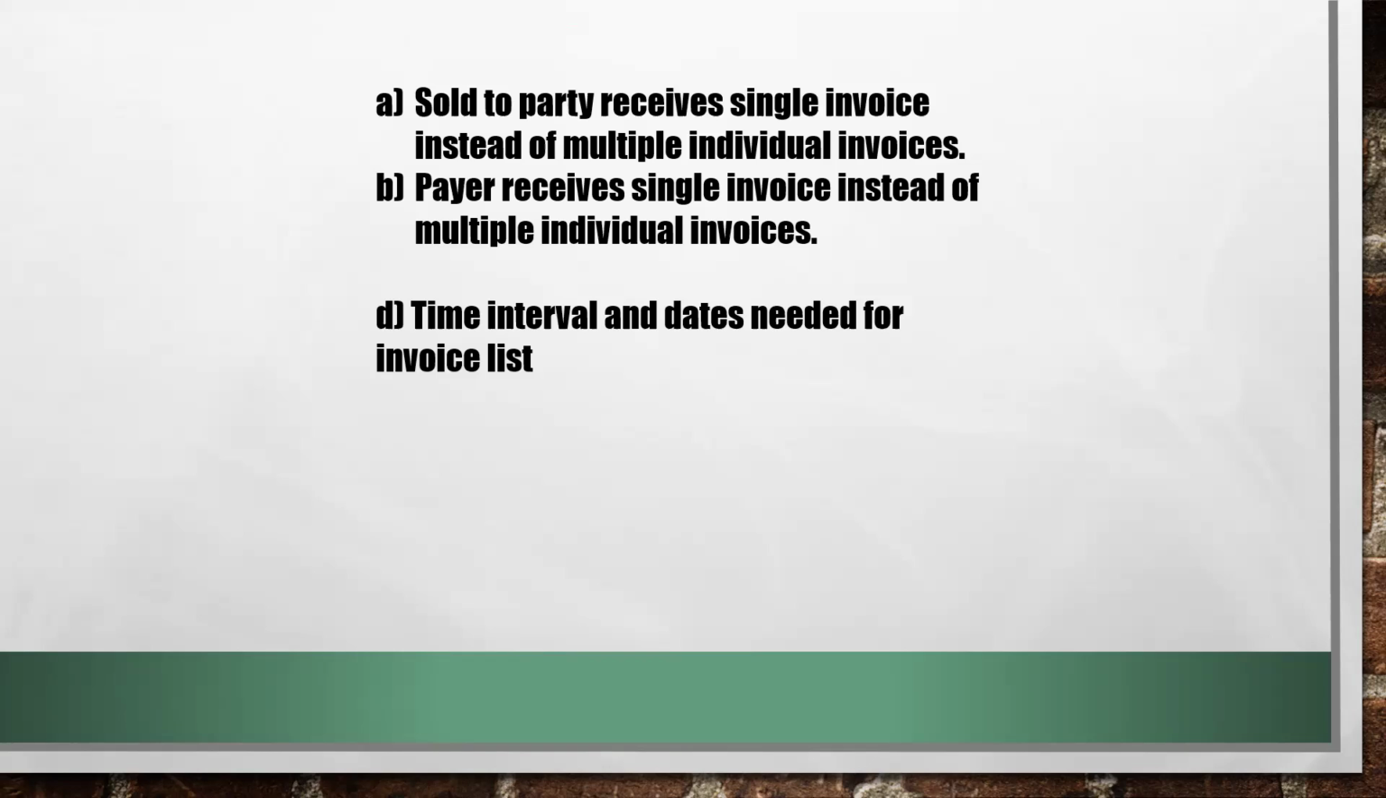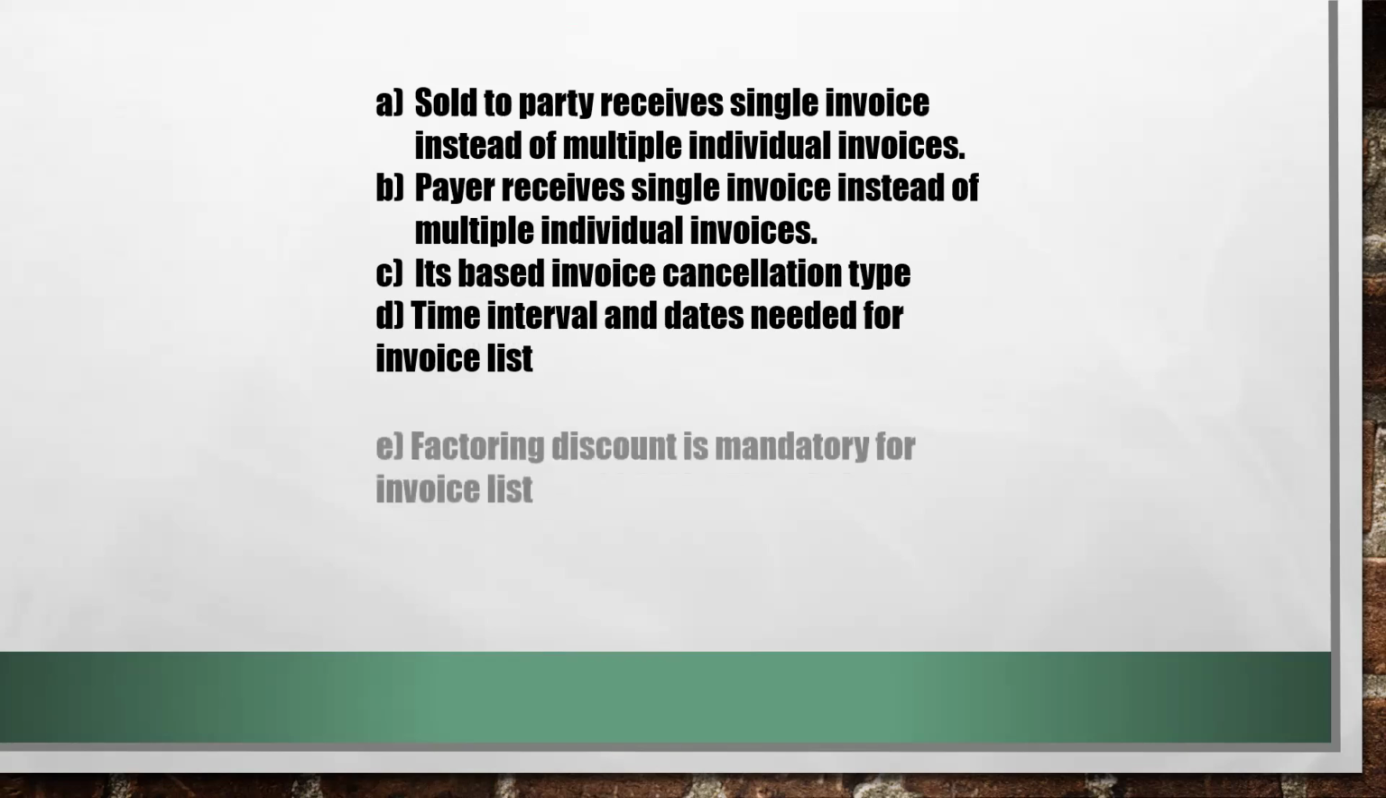Okay. And time intervals and dates are needed for invoice list. Why? Because in a customer master for pair function, invoice list dates you will assign. So definitely D is the correct answer. So C is wrong answer. It is based on cancellation type actually. So as of now, B and D is the correct answer.